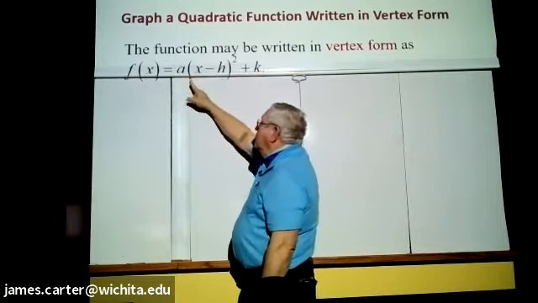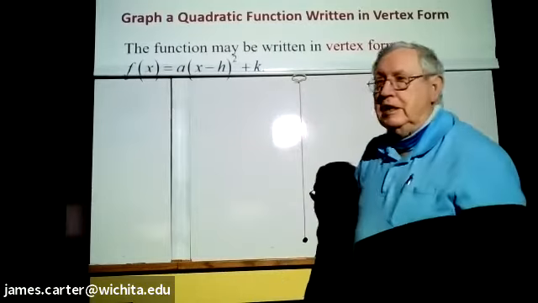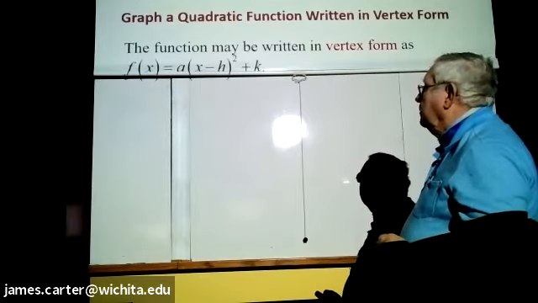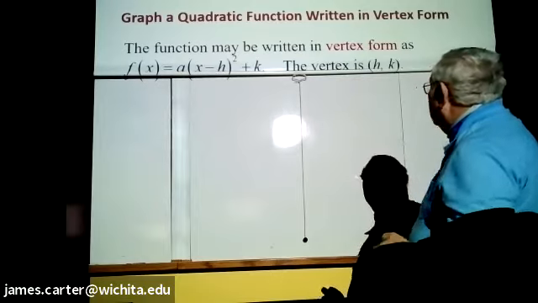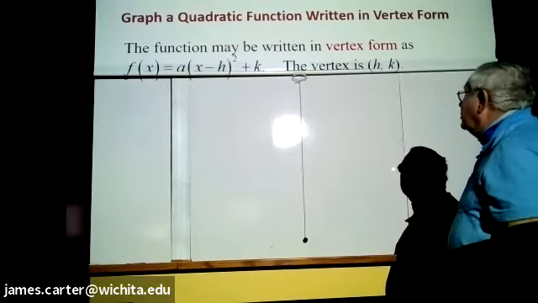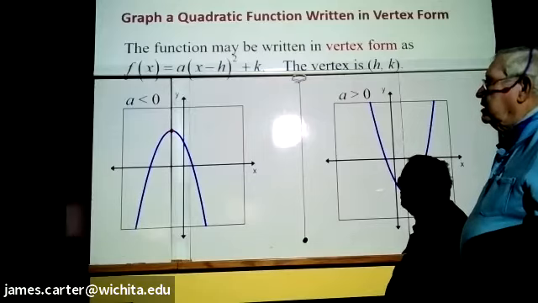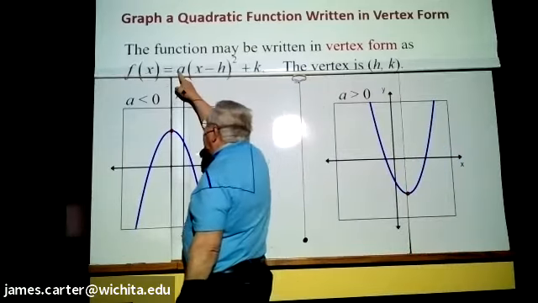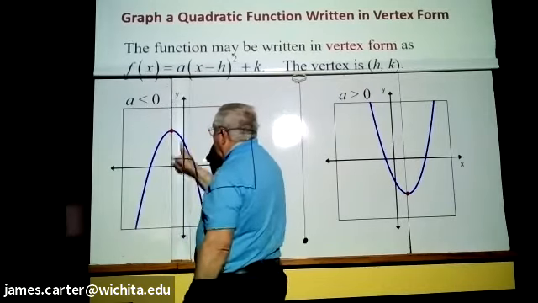a is just a multiplier which either vertically or horizontally shrinks or stretches the graph. Here it just tells you that the vertex is the point h, k, the h being opposite of sign. Here is an example. Now, if a is a negative value, then it will open downward.